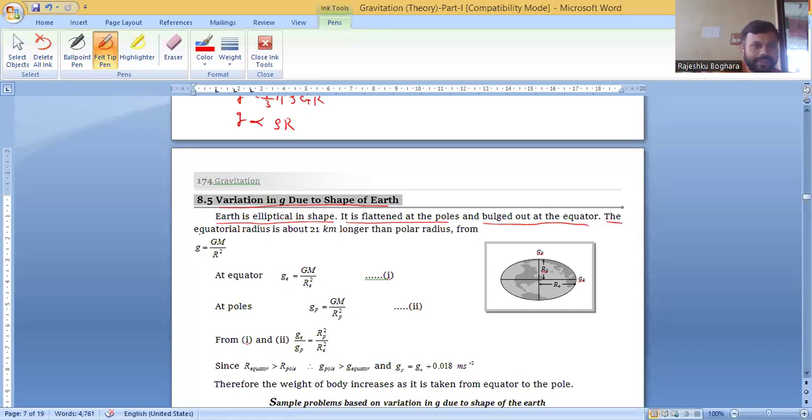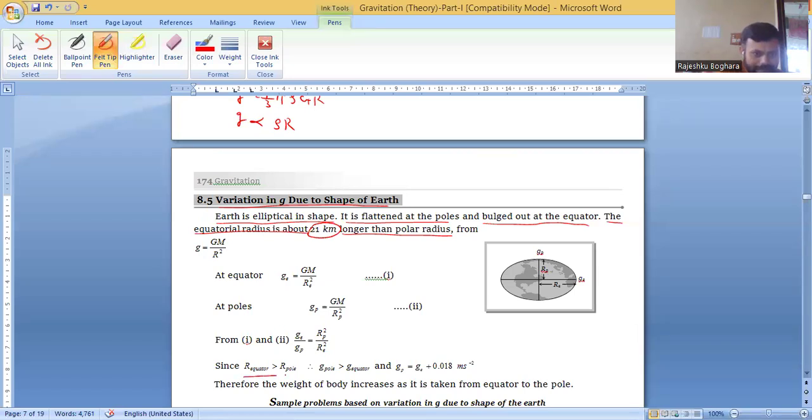The equatorial radius is about 21 kilometers longer than the polar radius. Then g equals GM by R squared. At the equator, g equals GM by R squared. At the pole, g_p equals GM upon R_p squared. Now g by g_p equals R_p squared by R squared.